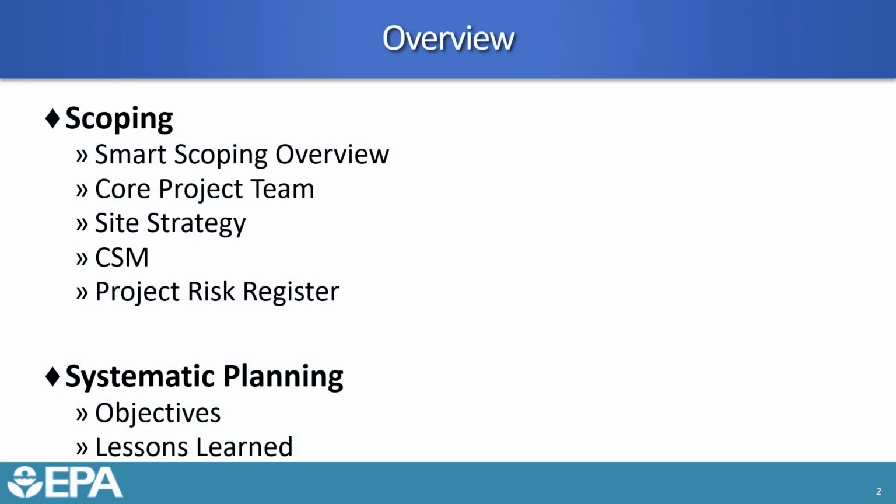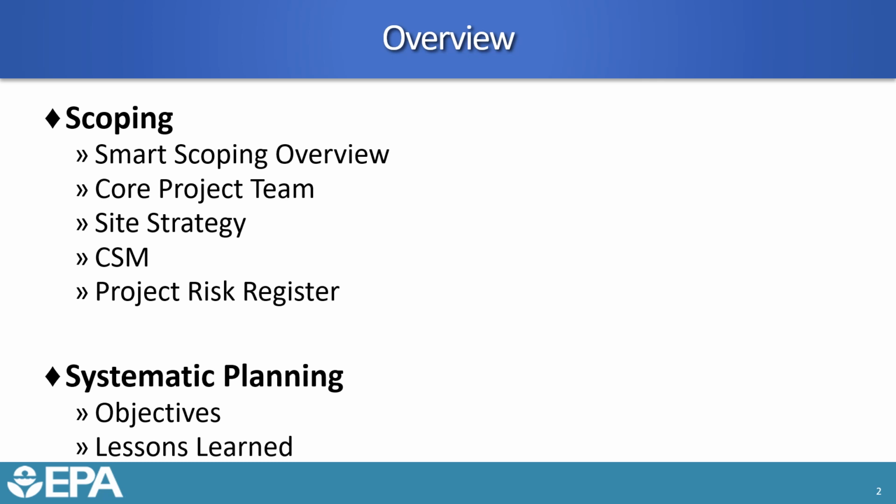So under scoping, we've developed this process called smart scoping, which helps walk through how we develop those plans. Key components here are, first of all, the project core team, along with a couple of tools that we use: developing a site strategy, creating or refining a conceptual site model or CSM, and then documenting what type of risks there are with the site in what we call a project risk register.